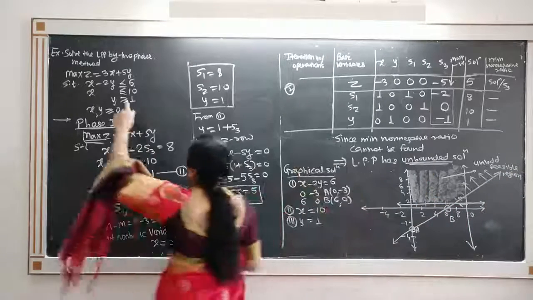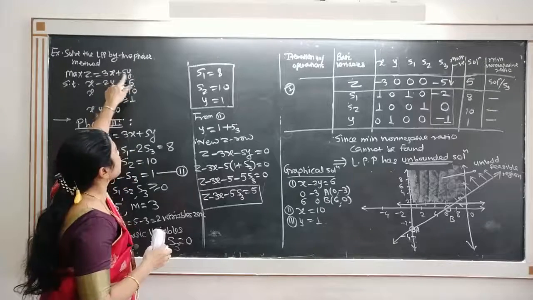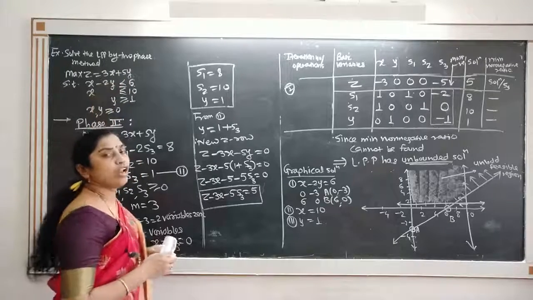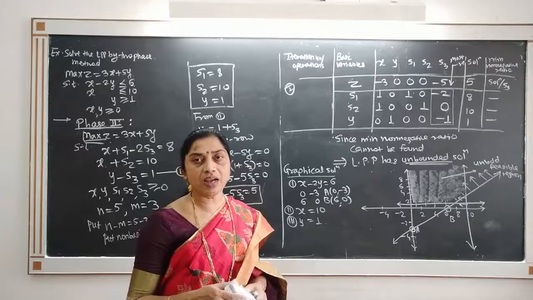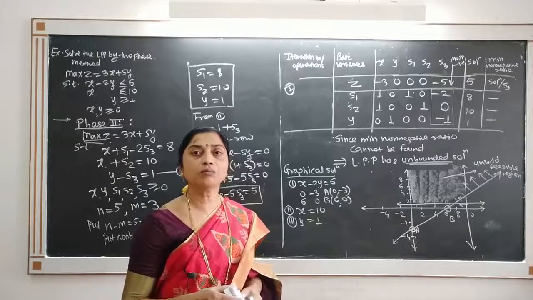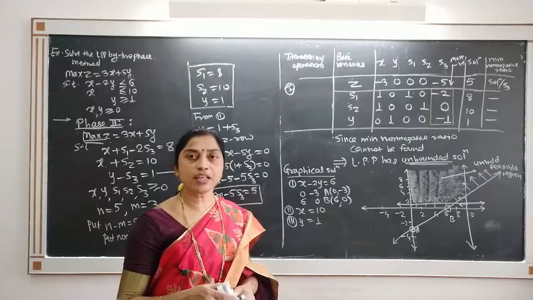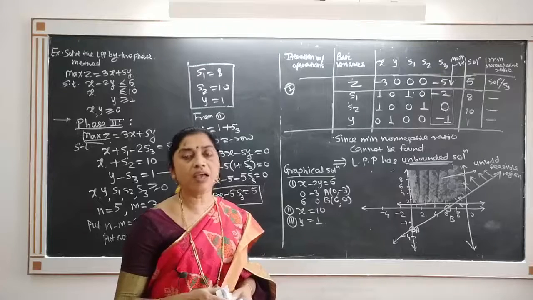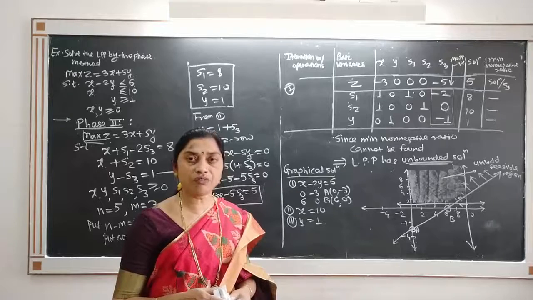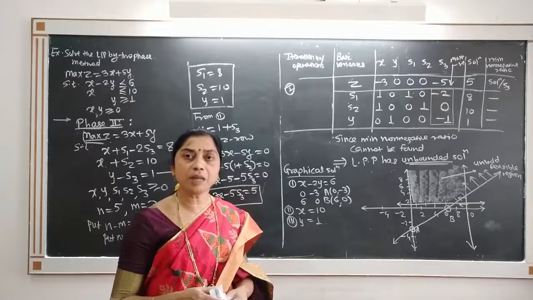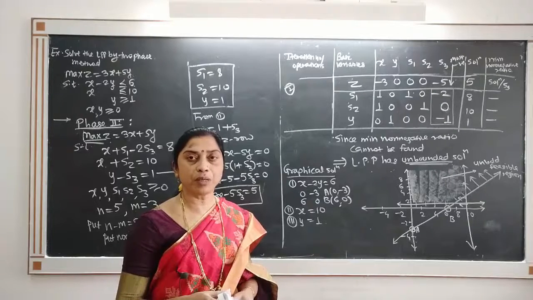Observe that the objective function is 3x plus 5y. As x and y increase, the value of z increases indefinitely, which means this LPP has an unbounded solution. So the feasible region is unbounded, and as the objective function suggests, increasing the values of x and y makes z increase indefinitely, so the LPP has an unbounded solution. Enough for the day. Thank you.